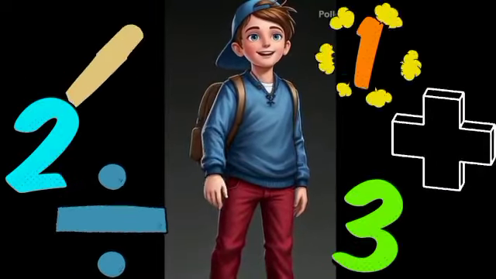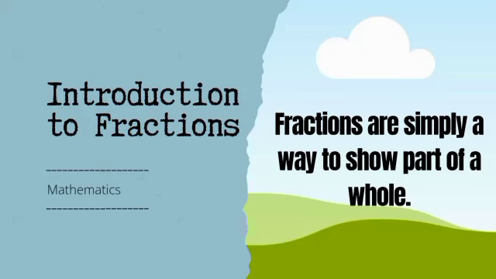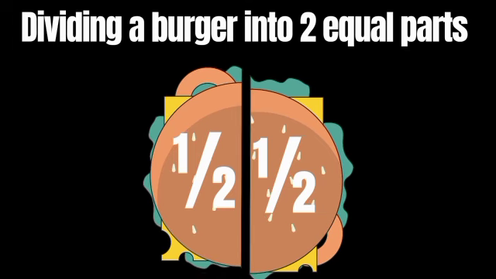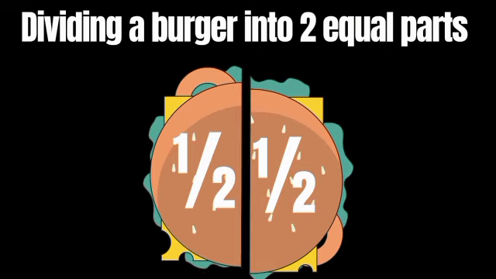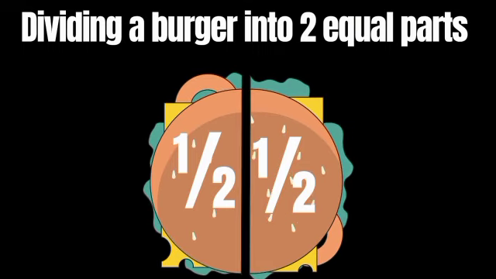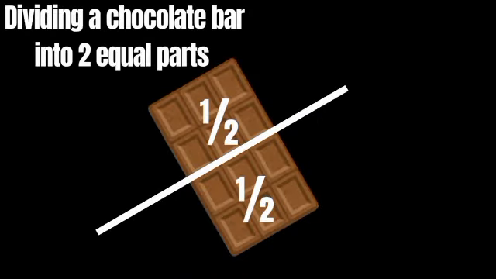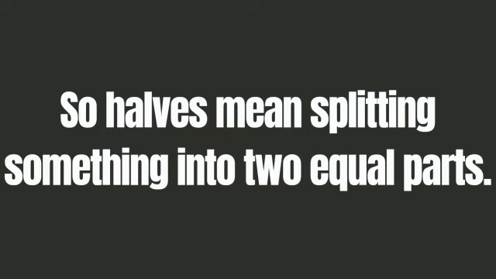Today, we're starting something new and very useful in math, fractions. Fractions are simply a way to show part of a whole. Imagine you have one whole pizza. If you cut it into two equal slices, each slice is 1/2 of the pizza. We write that as 1 over 2. If we cut a chocolate bar into two equal parts, each part is also 1 over 2. So halves mean splitting something into two equal parts.